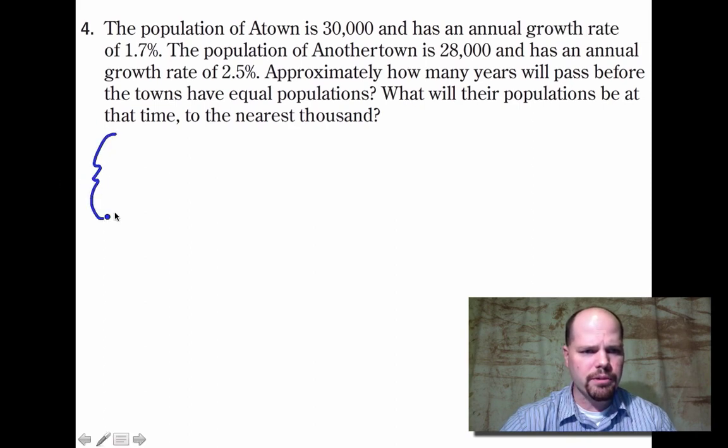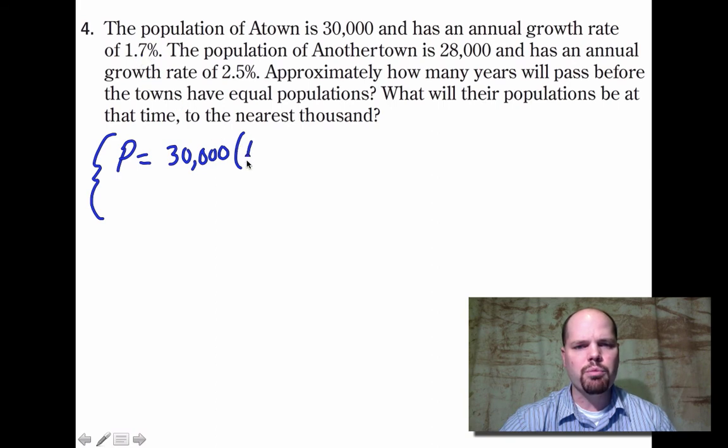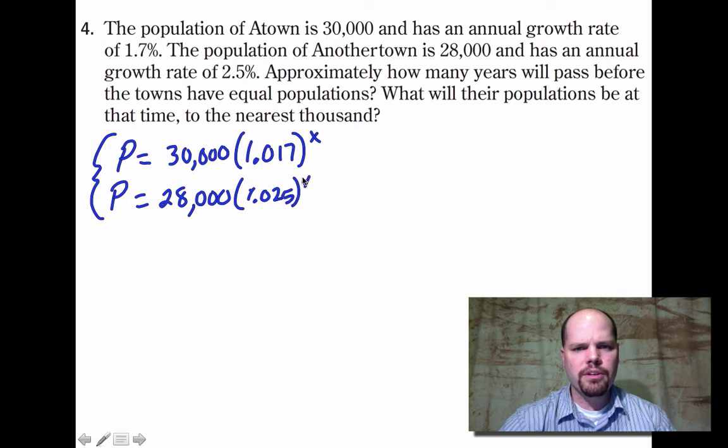Well, first we need a system of equations. So the population for a town, so let's just say population equals, now this is exponential growth. Something's growing by a percentage, that is exponential growth. So the beginning amount is 30,000 times the growth rate, 1.7%, so it's going to be 1 plus that, 1.017, and then to the x power for the number of years. The other population is going to be beginning amount 28,000, and its growth factor is 2.5%, so it would be 1.025 to the x power.